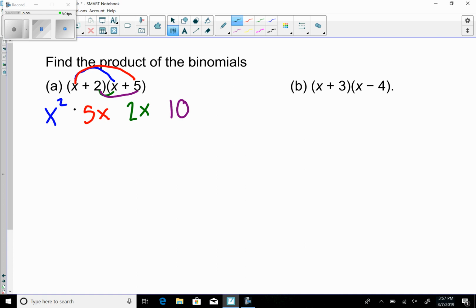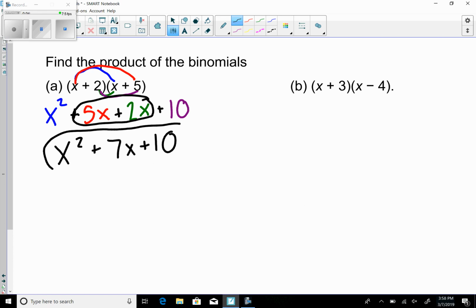You're going to add all of these together. Find your like terms and put those together, basically just these two middle ones. Then your ending answer turns out to be x squared plus 7x plus 10. And that's really all there is to it.